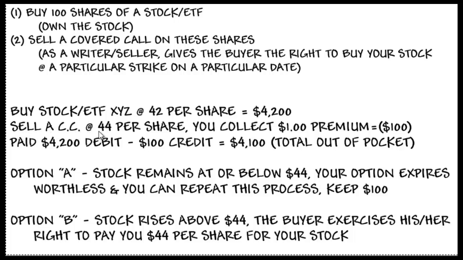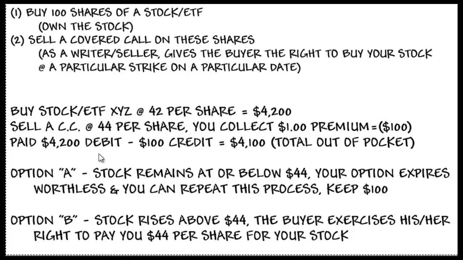Now we would sell a covered call with a strike higher than the price we bought the stock at. So let's just say hypothetically we picked a strike price of $44 per share, and on this $44 strike price, the premium that we collected was $1. And so that would equal $100. The reason we know this is because $1 times 100 shares equals $100. So I hope I haven't lost anybody thus far.